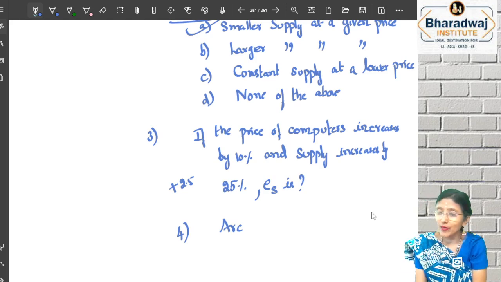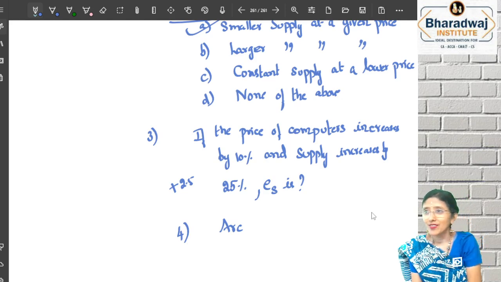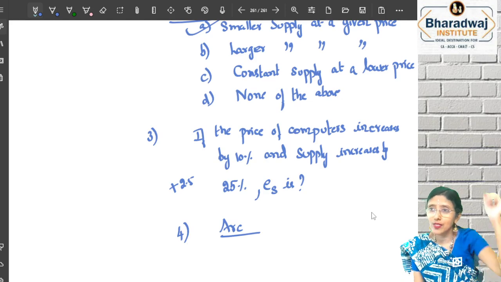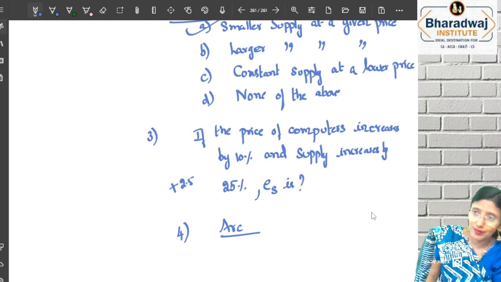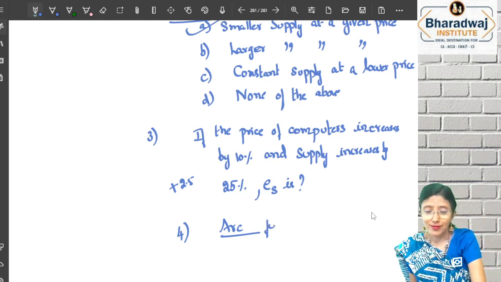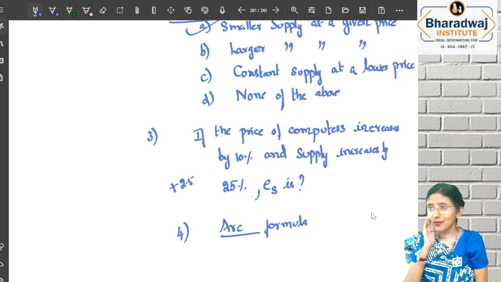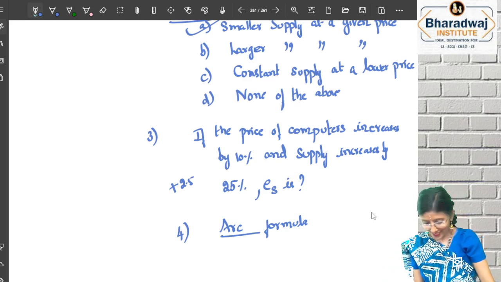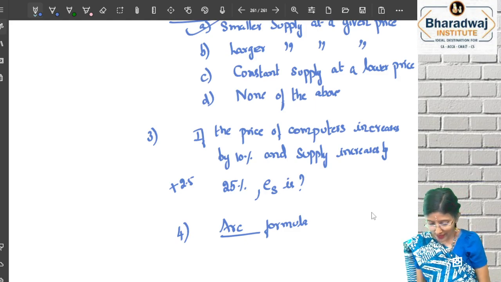So quantity will imply quantity supplied here. Arc formula, in words. Want some clue? Have your water bottle, otherwise you'll get tired even spelling out that formula. Energy draining formula it is, actually.